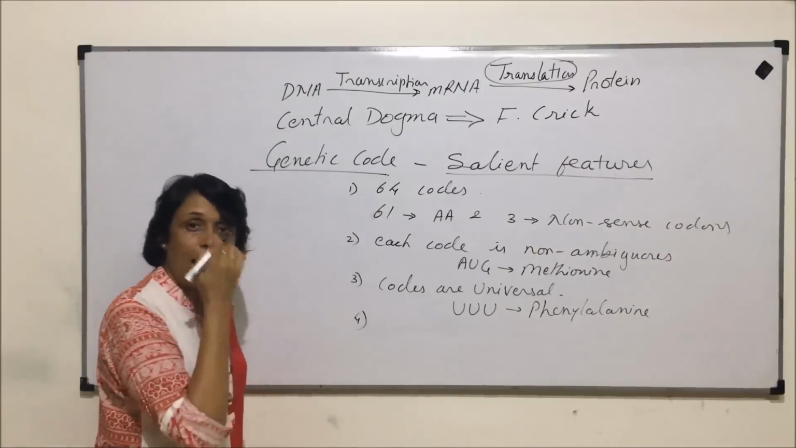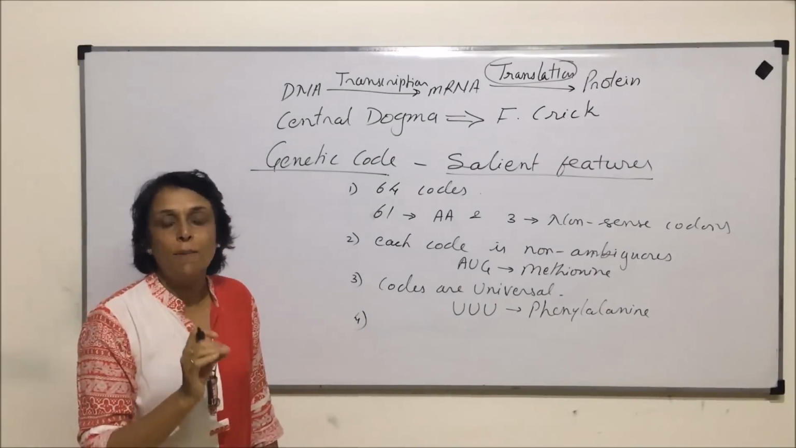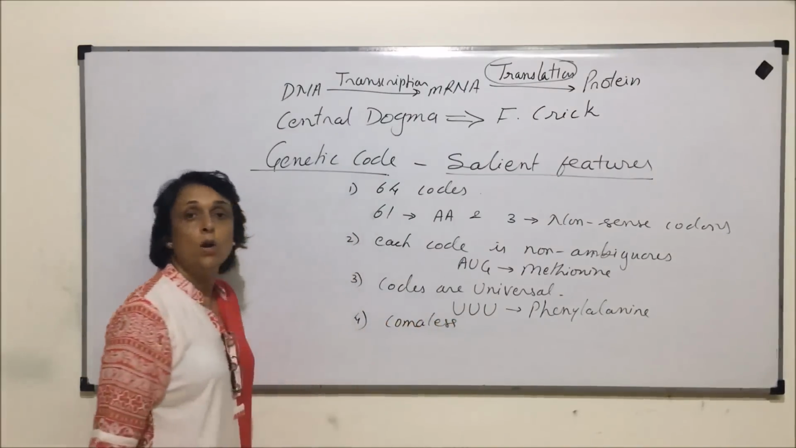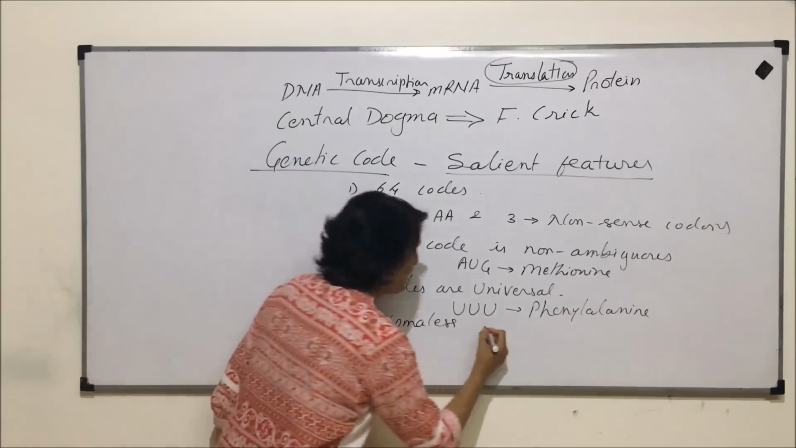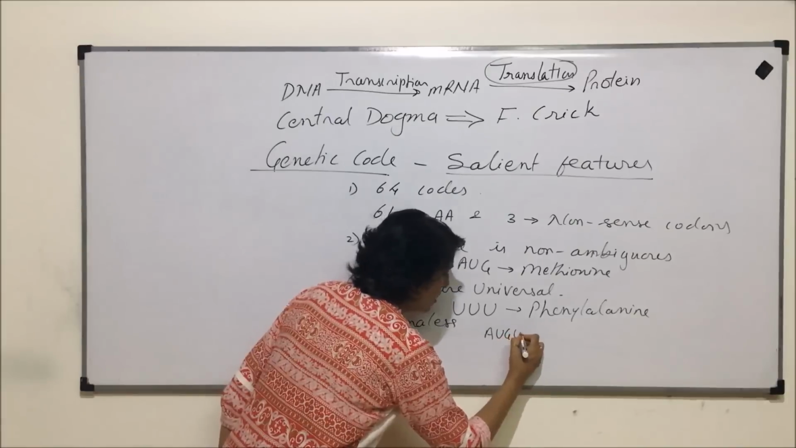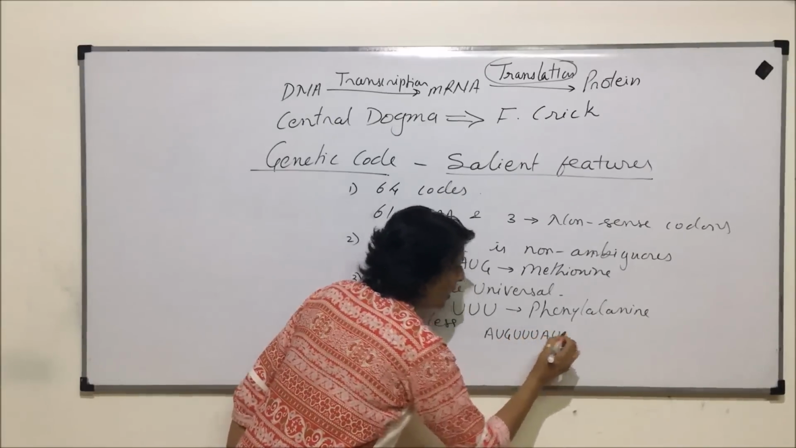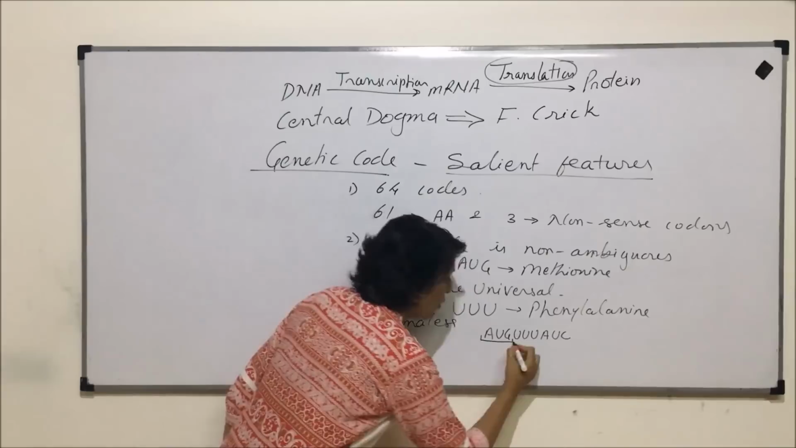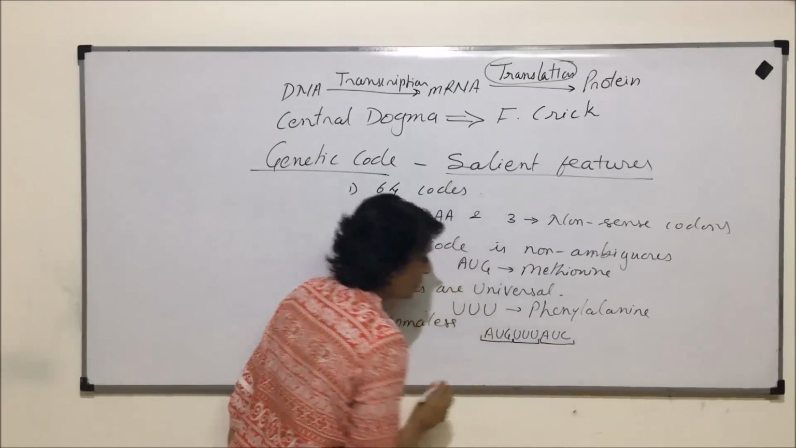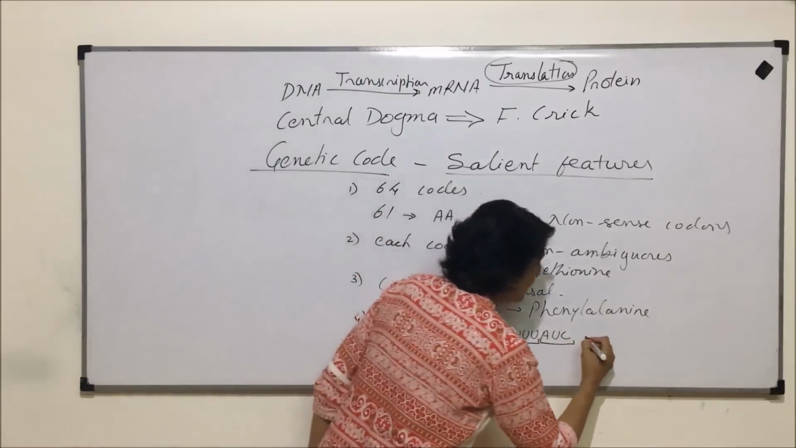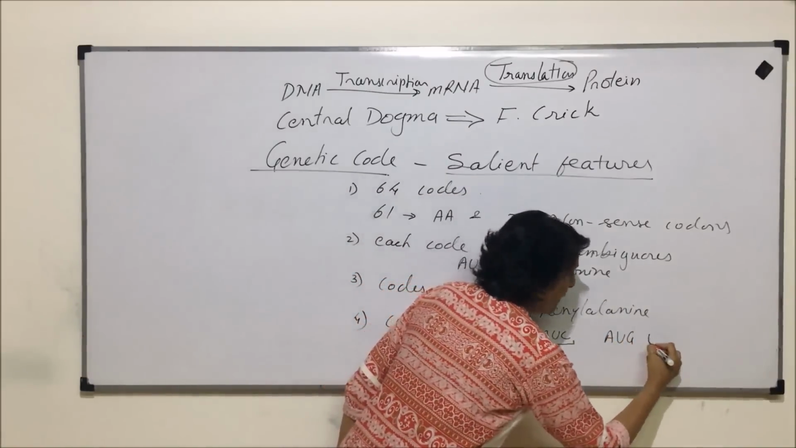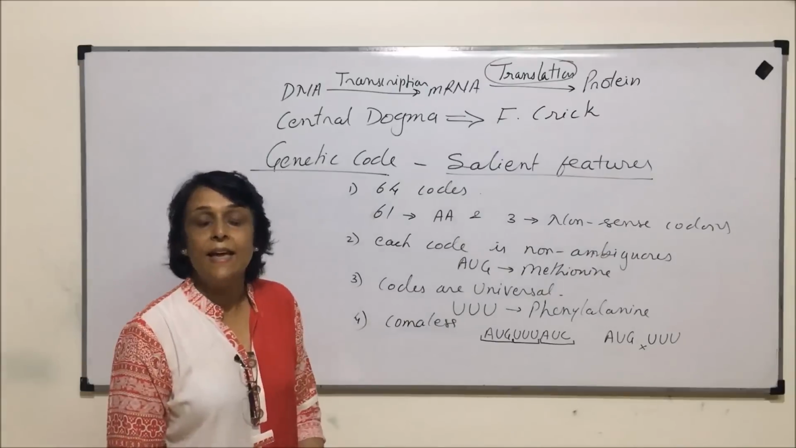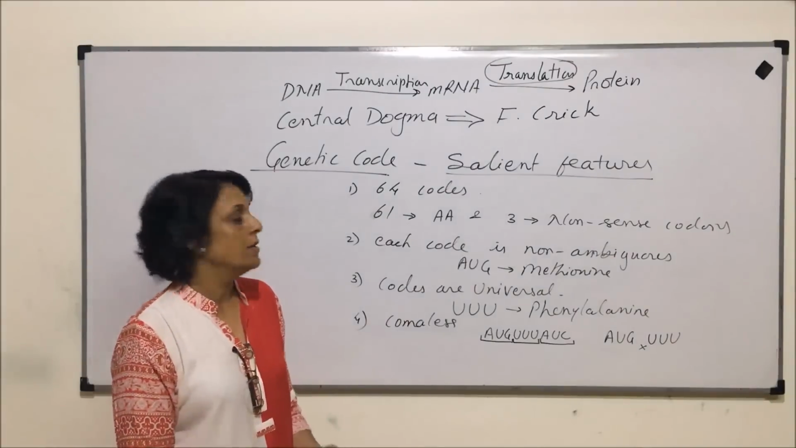Next, the codes are read without any comma or space. So they are called comma-less. Let us write down an example. Say we write A, U, G, U, U, U, A, U, C. We are reading them as triplets. So this is one code, this is one code, and the other code. We will never write it as A, U, G, then space, U, U, U. This space or comma does not exist. There is no space, no punctuation, nothing between the codes.